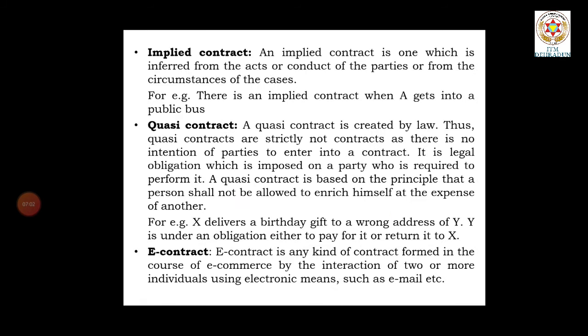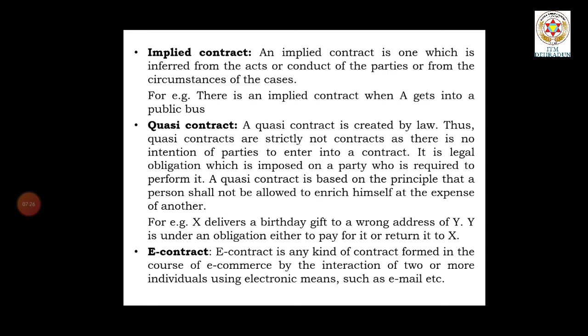Second is implied contract. Implied contract means that it is inferred from the acts or conduct of the parties or on the basis of the circumstances of the case. That is called implied contract. For example, A को Delhi जाना है, A gets into the public bus, right? So that is an implied contract.